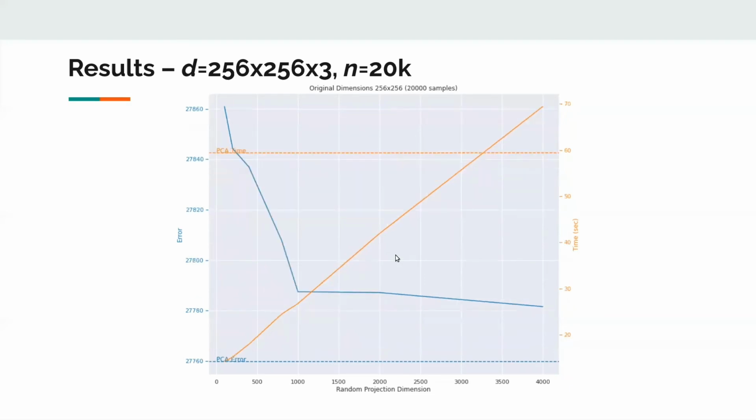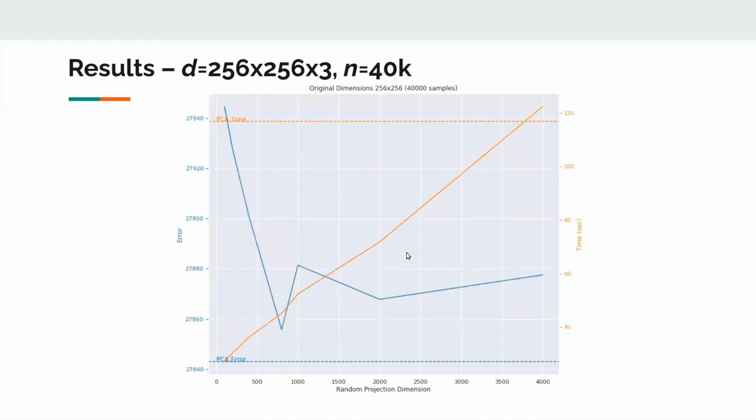Next, we increase our sample size, which is the number of images. We increase the sample size from 10,000 to 20,000. As you can see, there are small differences, but overall the plots are very similar. Let's increase it even more. Again, plots are similar, so we don't see any significant effect of the sample size on this comparison.